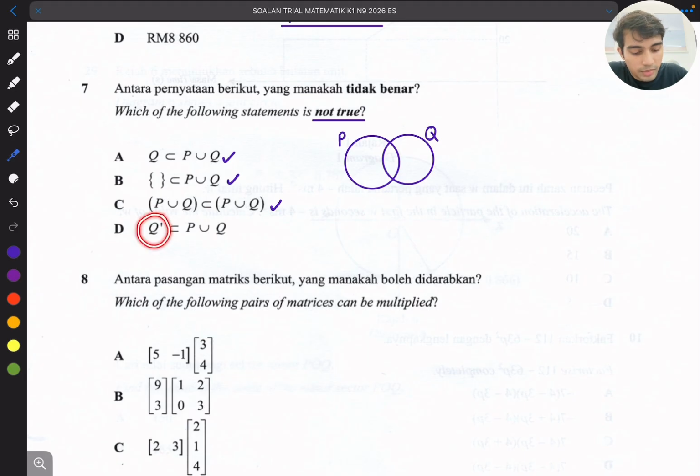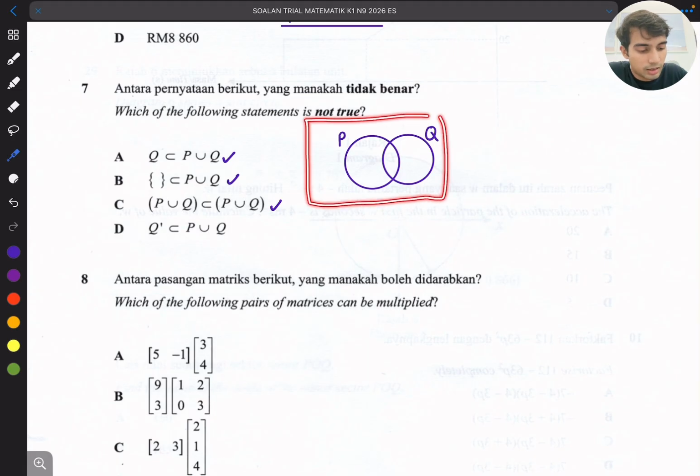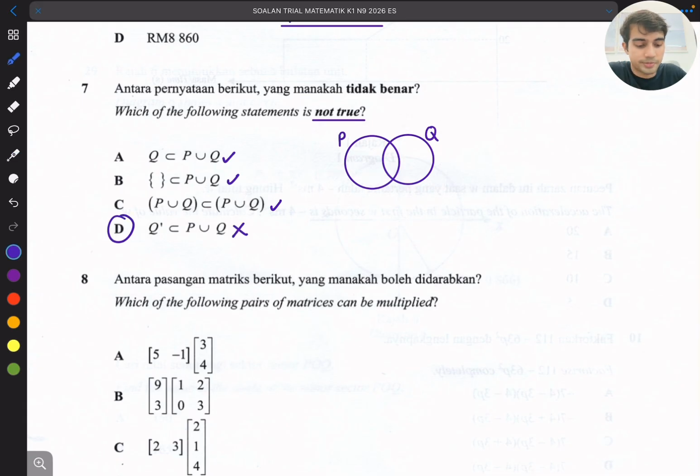Q prime is a subset of P union Q. No. Q prime will be everything other than Q. So all this side. This is not a subset of P union Q. P union Q goes until here only. Okay, Q prime is already going outside. So this is not true. D.